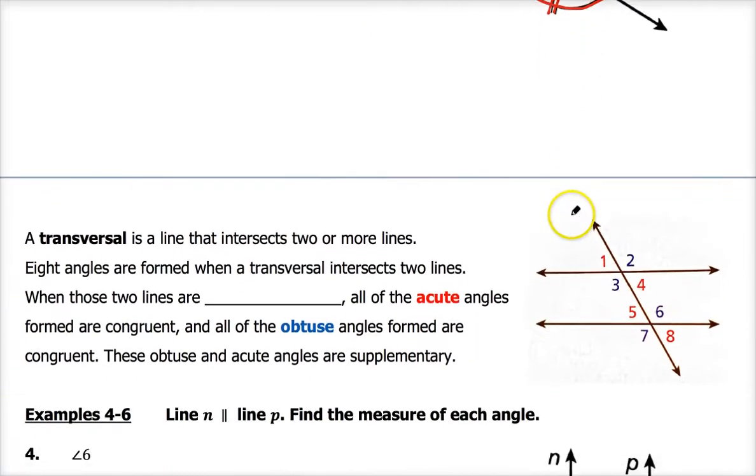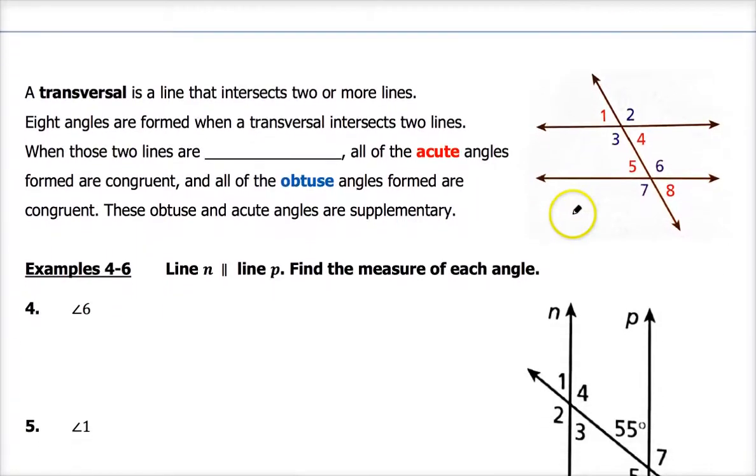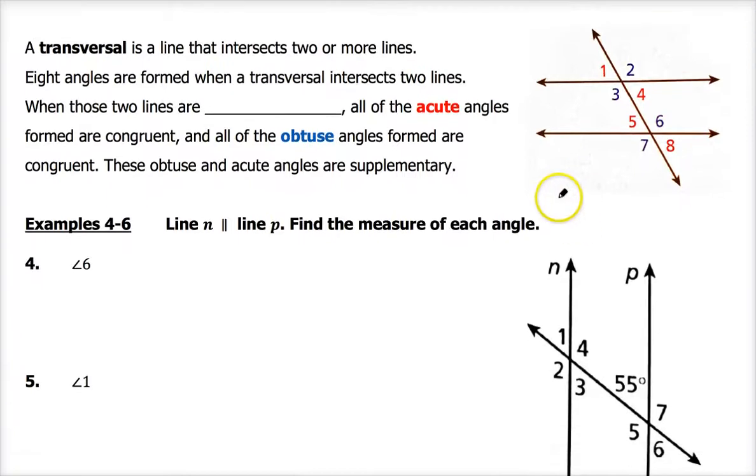On the back side, another vocabulary word we're going to look at is called a transversal. A transversal is a line that intersects two or more other lines. So in this diagram to the right, you see that we have three lines total. We have two lines that appear parallel here that are horizontal, and then we have a third line that is intersecting both of those parallel lines. That third line is what's called a transversal, because it intersects two or more lines at the same time.